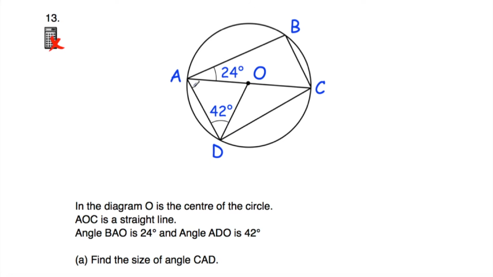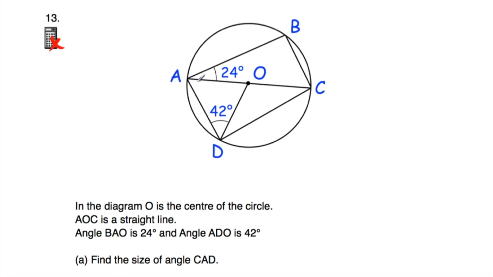So question number 13, we've got this circle, and we've got the points A, B, C, and D, which are points on the circumference of the circle, and we've got O, which is the center of the circle. And we're told that AOC is a straight line, so that's the diameter. And we're told the angle BAO is 24 degrees, and angle ADO is 42 degrees. And we've been asked to work out the size of angle CAD.